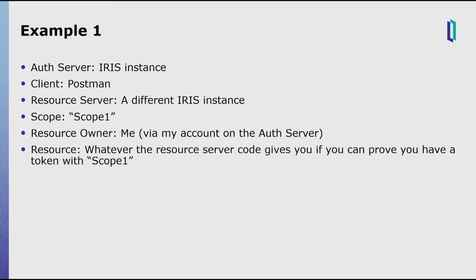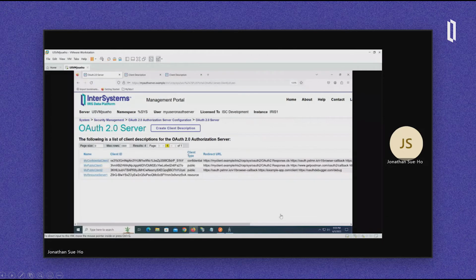The resource owner is going to be me and my user on the auth server. And the resource is going to be whatever the resource server code gives you if you can prove you have a token with scope 1. So let's take a look at that video, which I promise I won't pause.